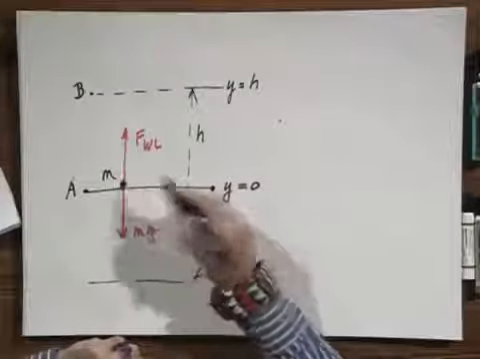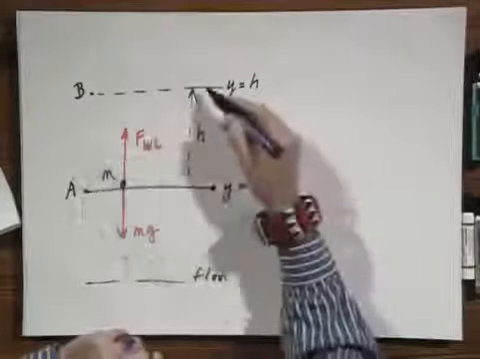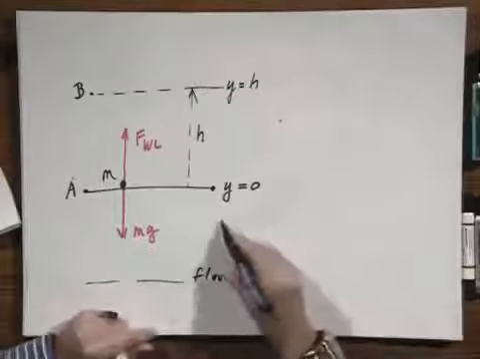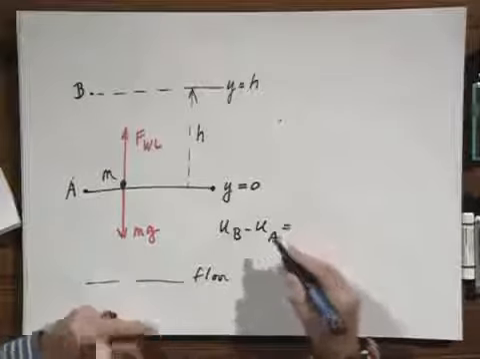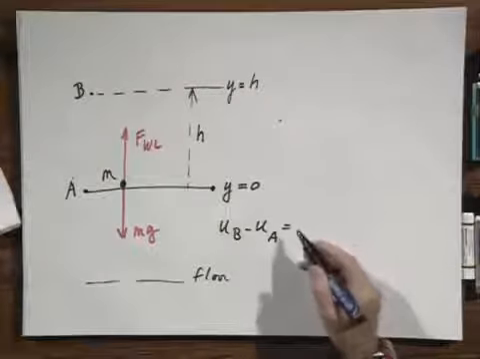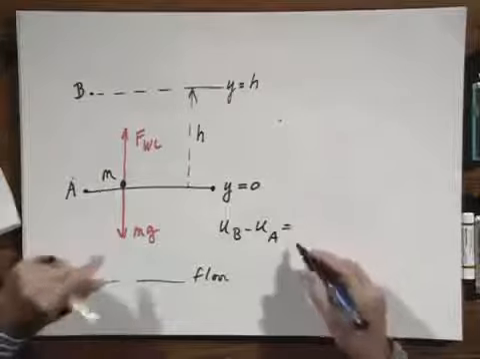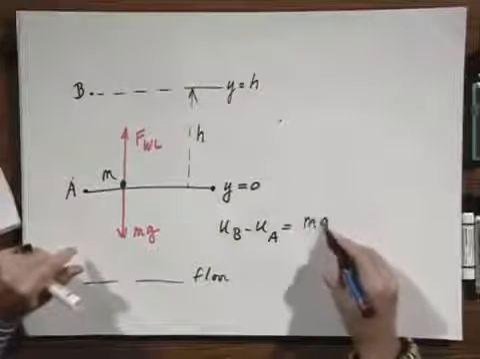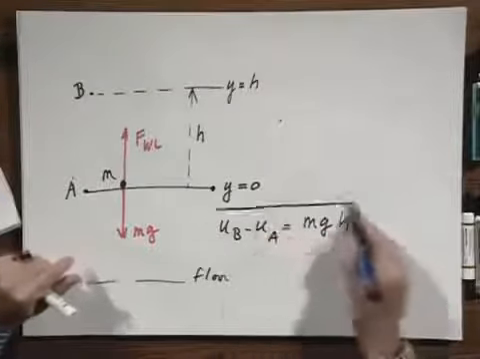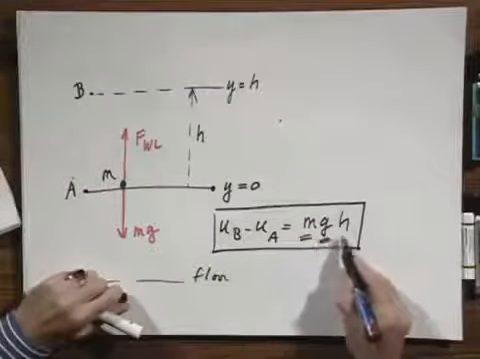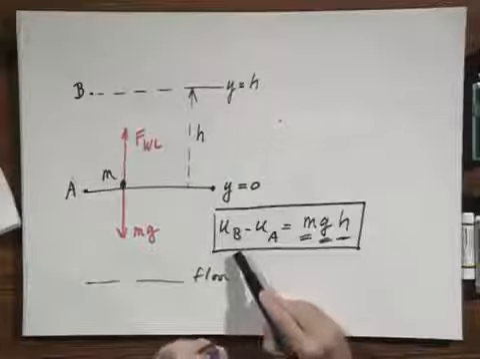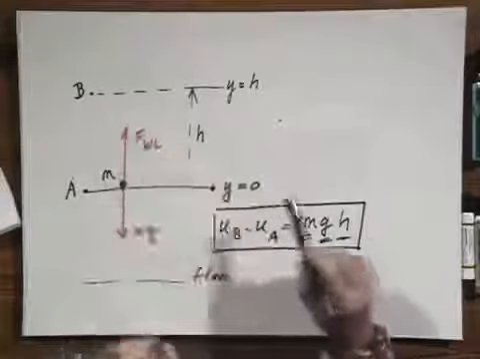Now to bring this mass from A to B, I have to do positive work. And per definition, UB minus UA is the work that I have to do to bring it from A to B. And it's immediately obvious that that is mgh. This is easy to remember. MGH stands for Massachusetts General Hospital. At least that's the way I always remember it. So that's the work I do when I bring it from A to B.